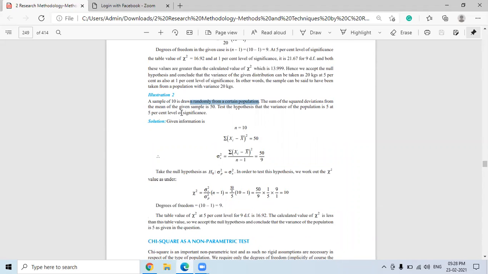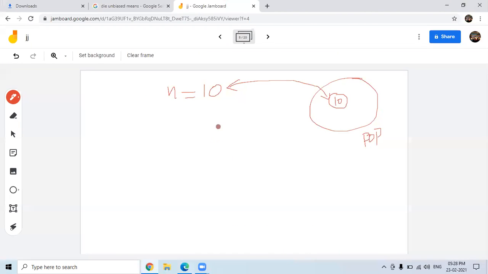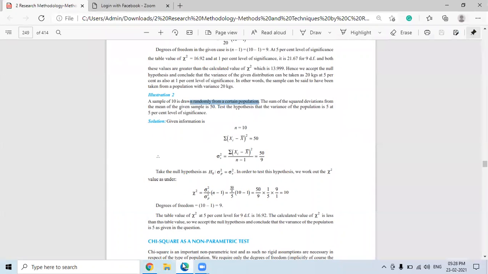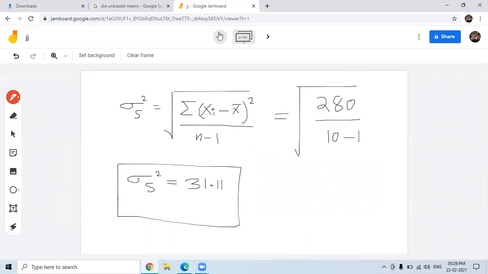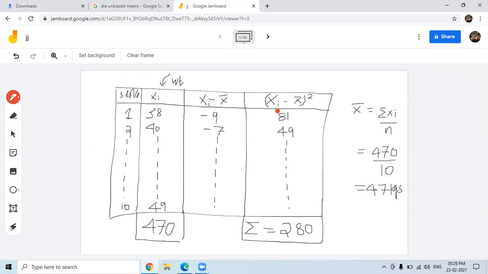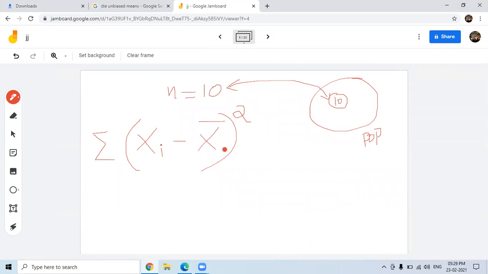Then the sum of the squared deviations from the mean of the given sample is 50. You know the mean is x bar. So you have to find the deviation, xi minus x bar, where xi are the given values. Then you take the square and then the sum: sigma xi minus x bar the whole square. In the previous problem you calculated xi minus x bar, squared it, and summed it. This value is directly given here. It is 50.